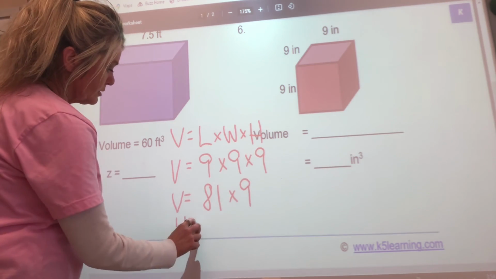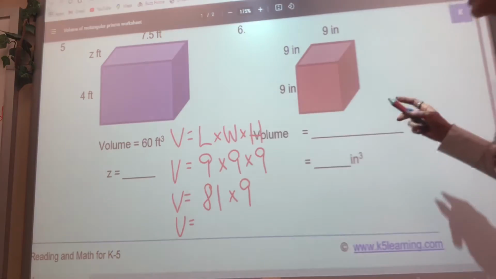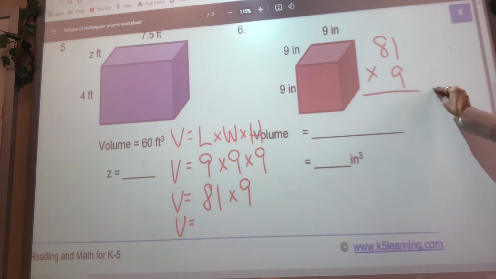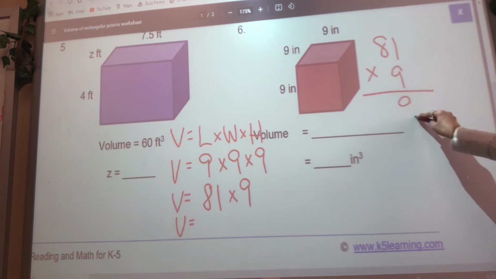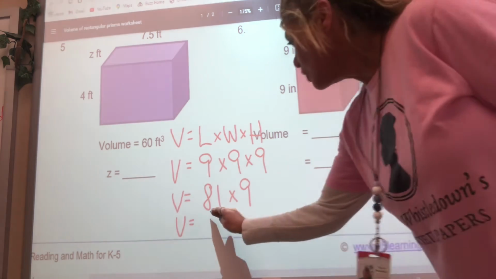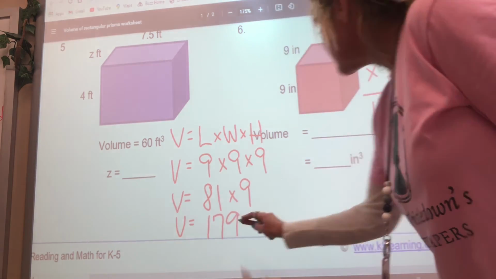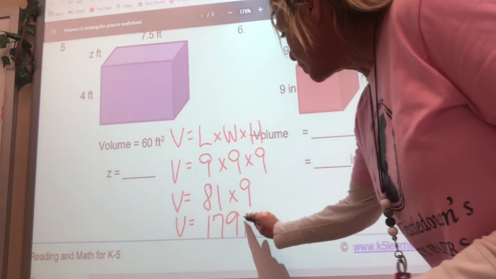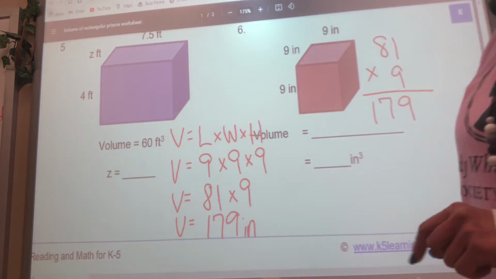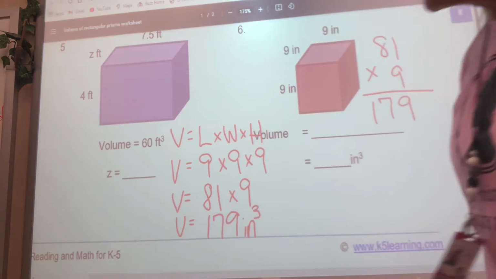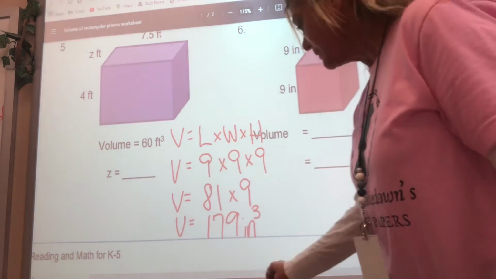And then we can go to the side to figure out the 81 times 9. So 81 times 9. 9 times 1 is 9. 9 times 8 is 72, plus the carried 7 is 79, so my volume is 729. But now in this one, we were looking for volume, so we are definitely looking for the one that has a 3, 729 inches cubed.